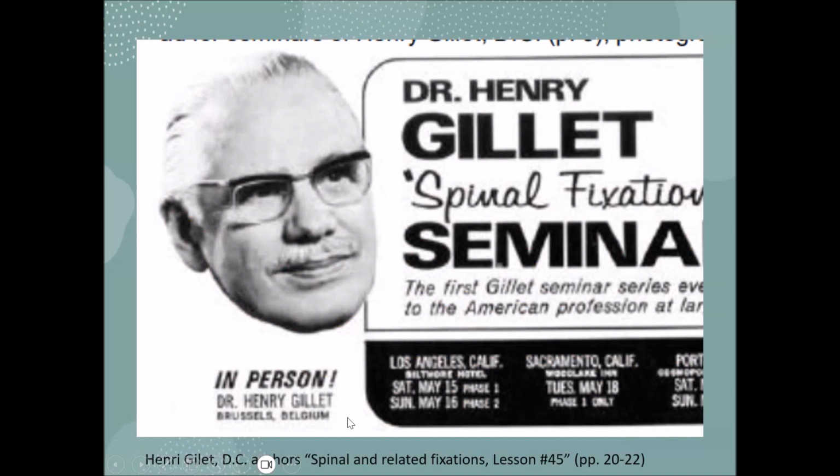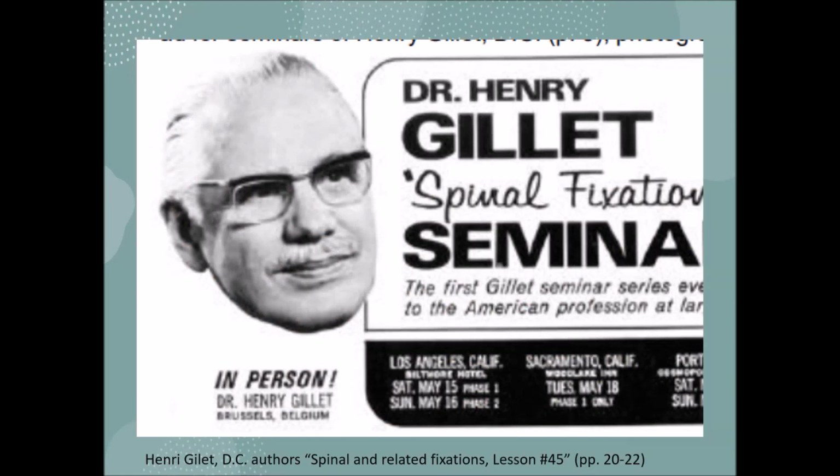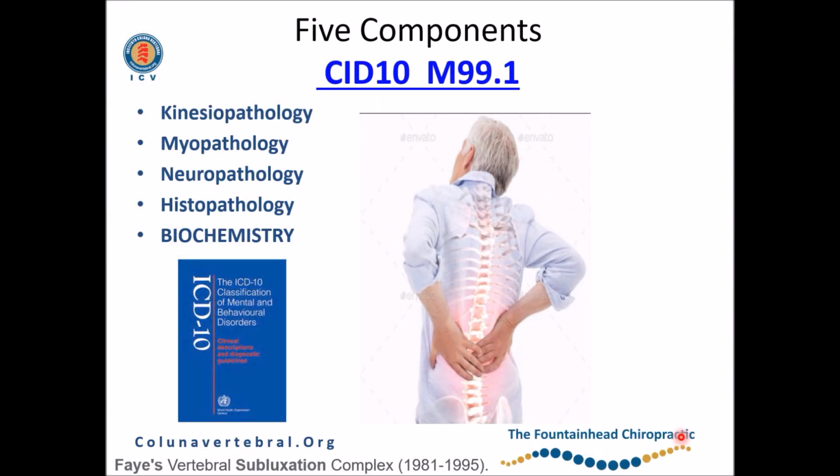And what happened after that is Henry Gillet, everybody knows that he started with the functional model of subluxation, but nobody recognized at that time what was written in the modernized chiropractic against the static model of subluxation. Then this got stronger with the Henry Gillet concept. And after that, at the Motion Palpation Institute, Dr. Leonard Faye, very influenced by Henry Gillet, worked on other new concepts, even more advanced. Finally, we have here the five components model of subluxation. This model was originally proposed by Leonard Faye.